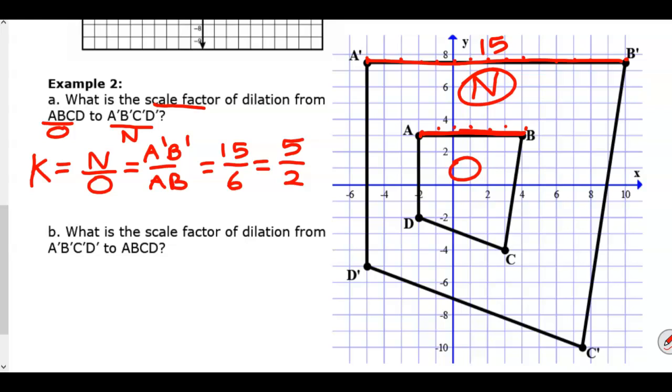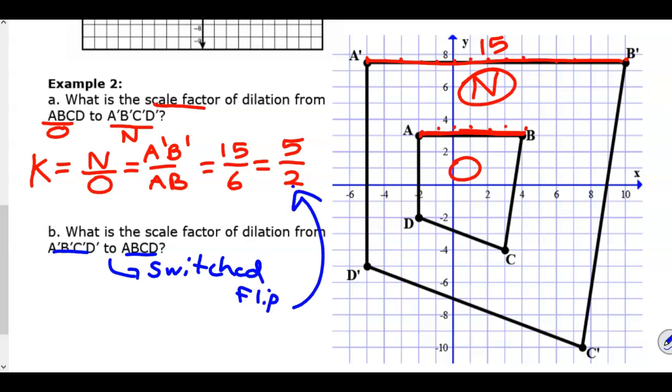Now I could do that all over again for letter B, but notice, what does it say? The only thing that changed is the order. This and this switched places. So guess what I'm going to do with this fraction right here? Flip it, okay? So if these were switched, then we're just going to flip that. So we're going to get 2 over 5, okay?